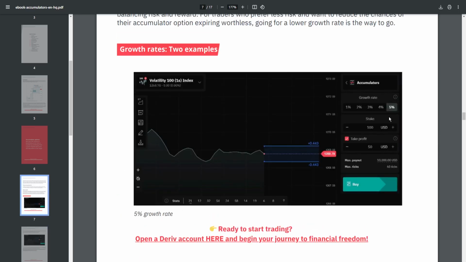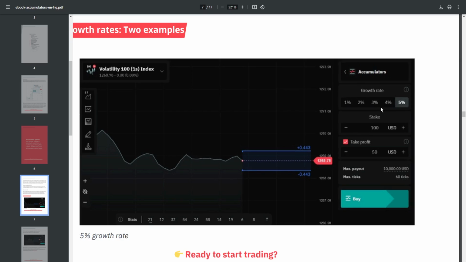As you can see, this is where you select the growth rate. Let me zoom in so that you can see carefully. If you open your Deriv Trader interface, you will see the growth rate here. So this is what you're speaking about, okay? As you can see, of the growth rate, you set your stake and you take profit. Once this take profit is hit, once again, the trade will be closed immediately.